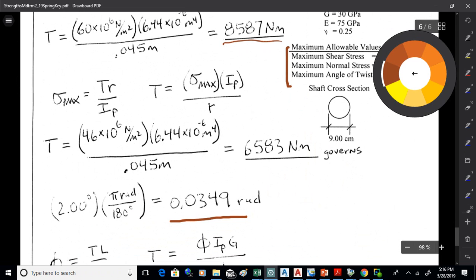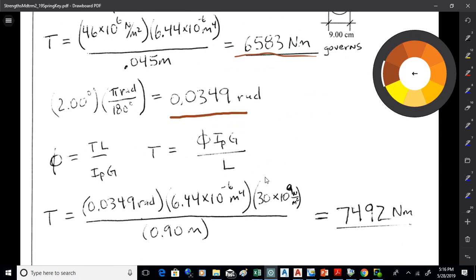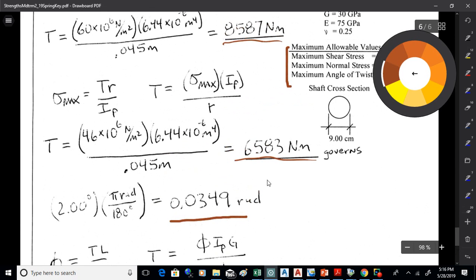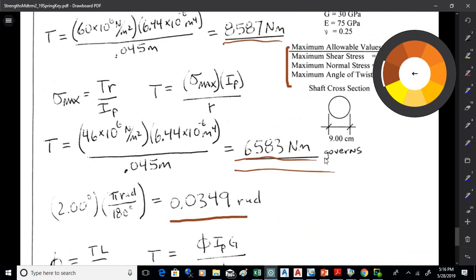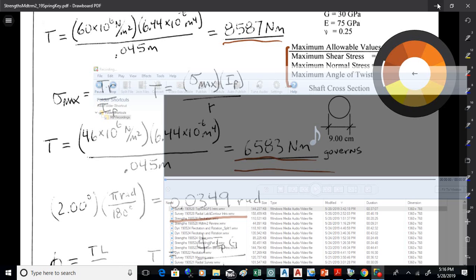So 8587 Newton meters will get you a shear stress of 60 megapascals. 6583 Newton meters will get you a normal stress of 46 megapascals. And 7492 Newton meters will get you an angle of twist of 2 degrees, which is 0.0349 radians. Pick the one that governs, which is the lowest value. So for this shaft, you can go up to 6583 Newton meters. That would be the maximum allowable torsion. Once you go beyond that, you've got too much normal stress. All right, so that's a little run through that.